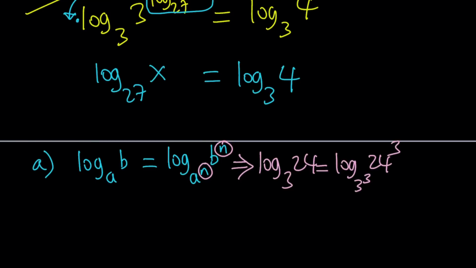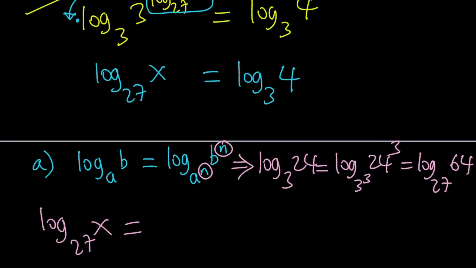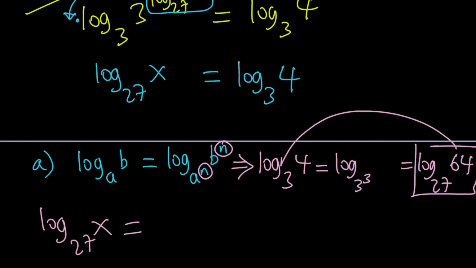And as you know, this is equal to log 64 with base 27. But guess what? This is equivalent to log x with base 27. And now we found that this is the same as this, right? And from here, actually, that shouldn't be a 24. That should be a 4, not a 24. Okay, I don't think 24 cubed is 64. I messed up. Sorry about that. So it's going to be 4 cubed, and that is 64.